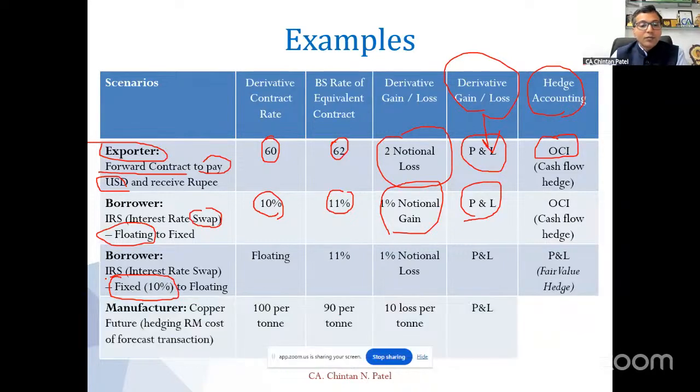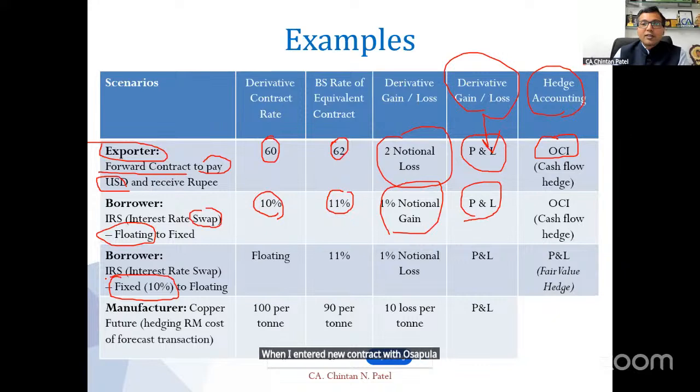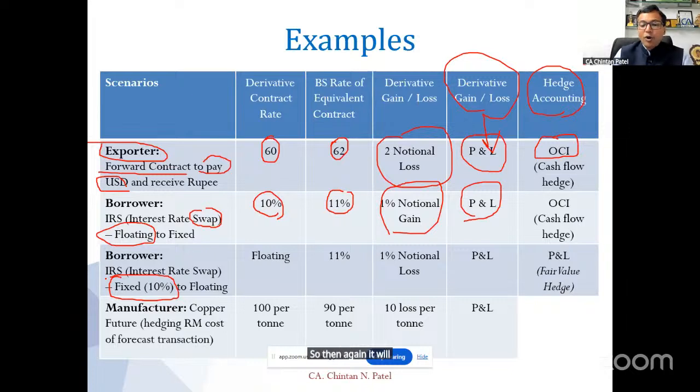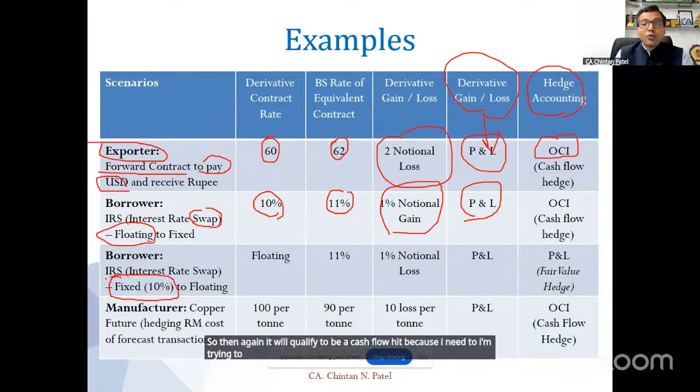If I'm a manufacturer who has entered into a copper future, where I'm hedging the raw material cost of a forecasted transaction, where I intend to contract with a supplier to buy copper, and this is a forecasted transaction, I just want to hedge the movement in the copper price. Then again, it will qualify as a cash flow hedge, because I'm trying to hedge my cash payout to a supplier. That's why it is part of a cash flow hedge.